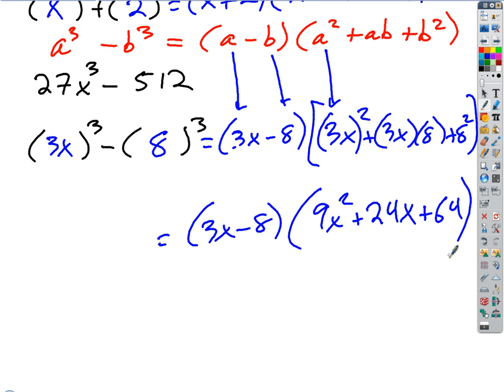Done. It's not that bad, is it? I mean, it's the same pattern over and over again, right? It takes a little practice, but you'll be amazed how quickly you'll think, wow, I got this. This is not that big a deal.